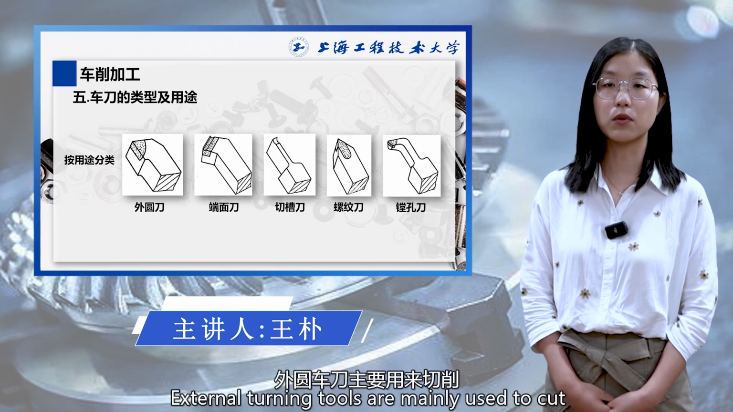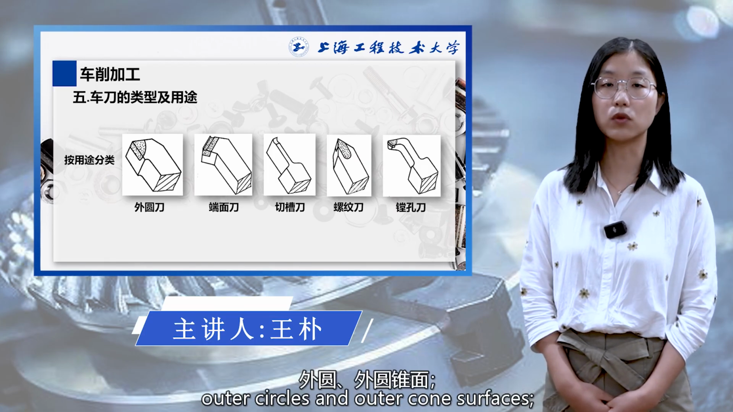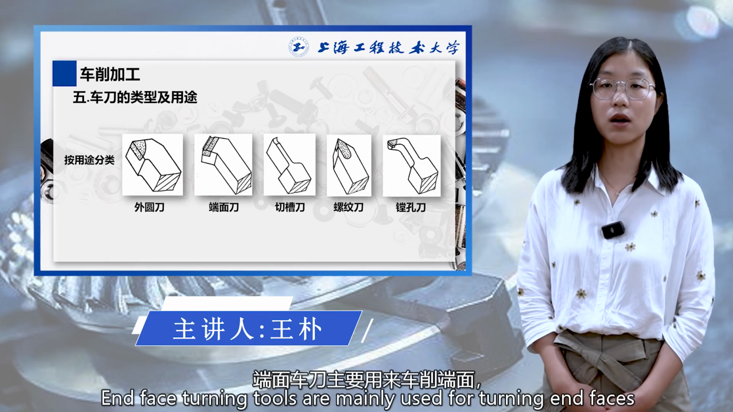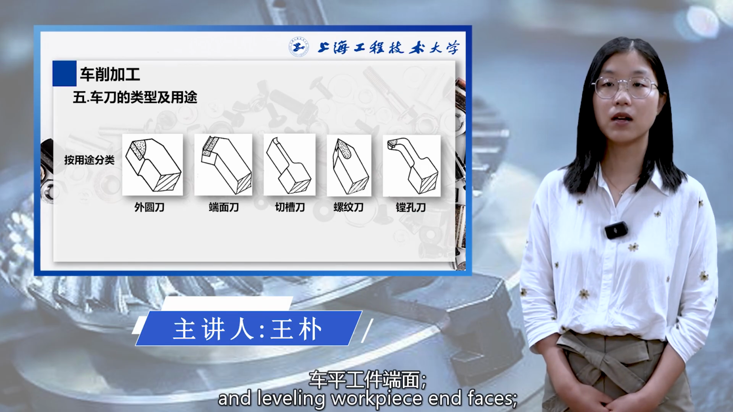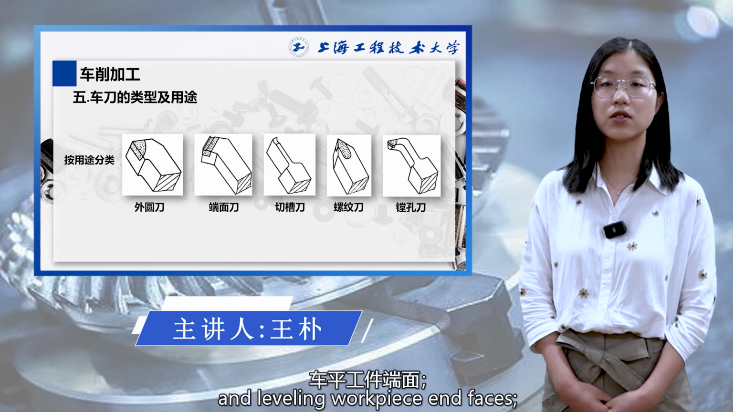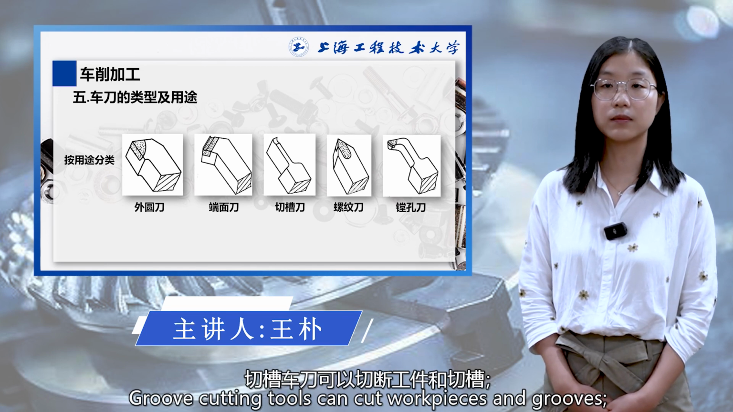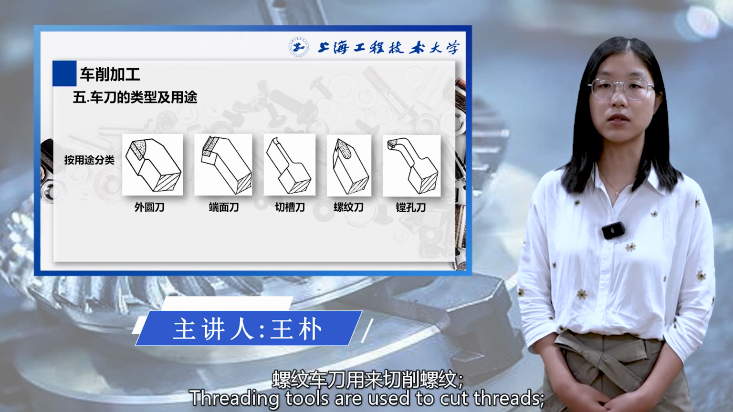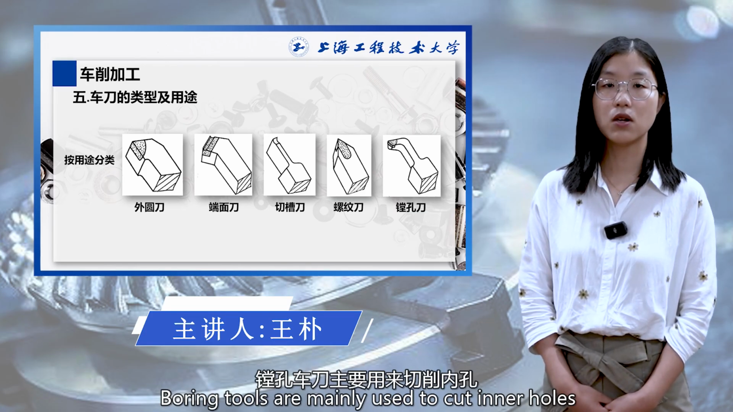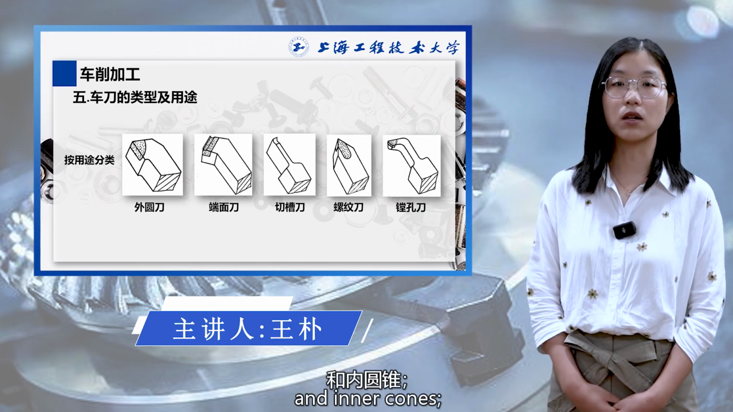External turning tools are mainly used to cut outer circles and outer cone surfaces. End face turning tools are mainly used for turning end faces and leveling workpiece faces. Groove cutting tools can cut workpieces and grooves. Threading tools are used to cut threads. Boring tools are mainly used to cut inner holes and inner cones.